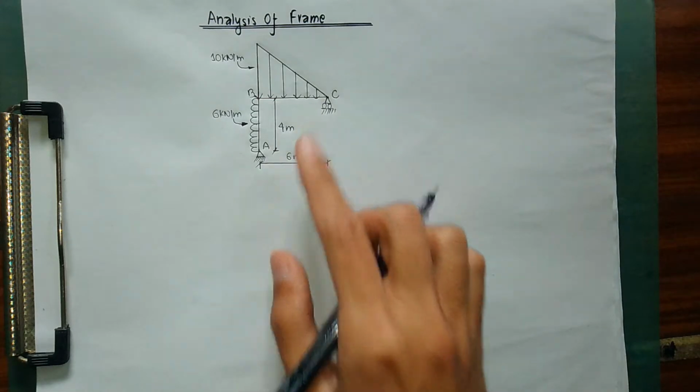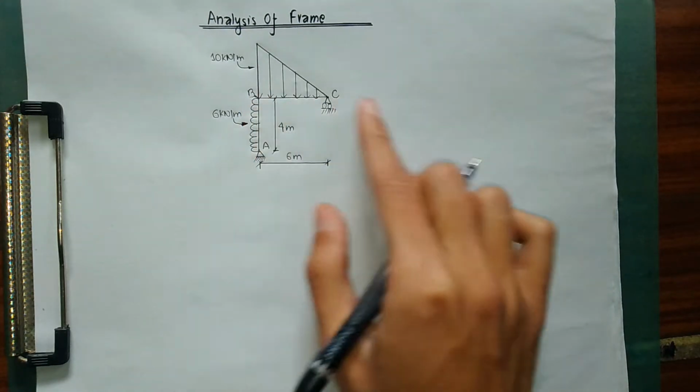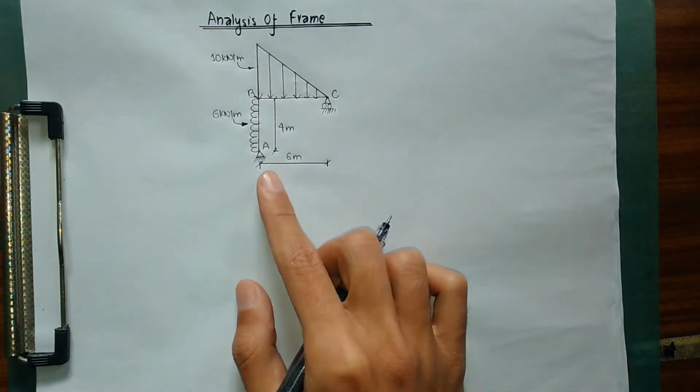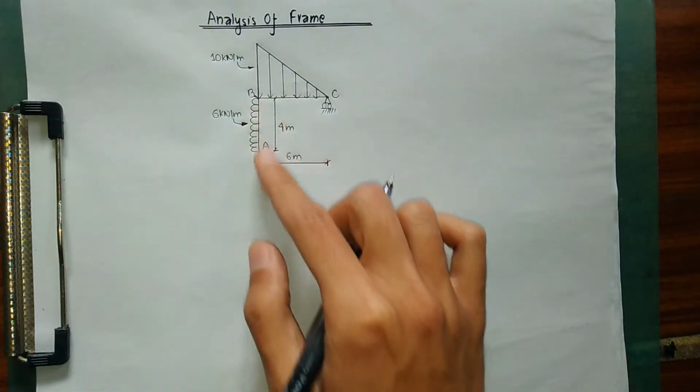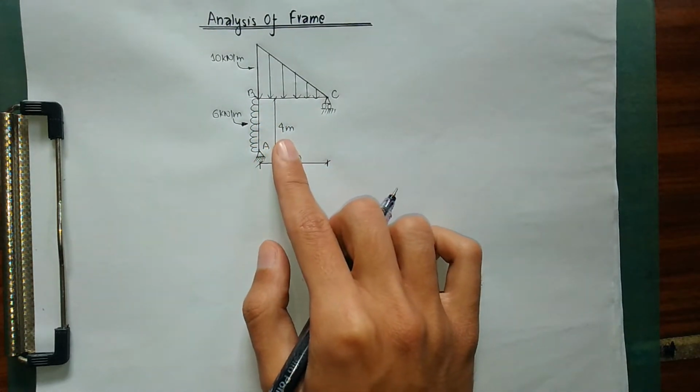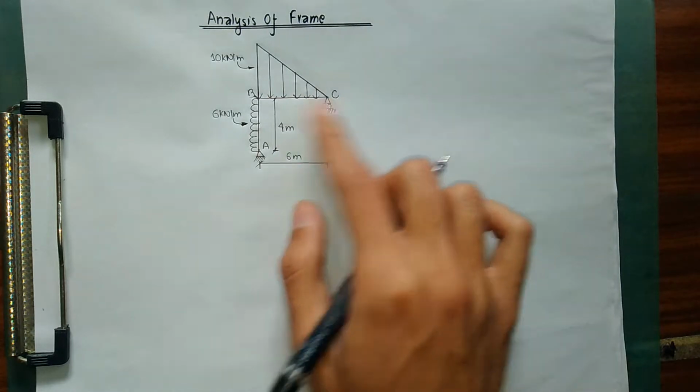As you can see in this figure, we have two members, member AB and member BC. For member BC we have a UVL of 10 kN per meter acting over a span of 6 meters, and for member AB we have a UDL, uniformly distributed load, acting over a span of 4 meters. So we are going to do the analysis of this frame.